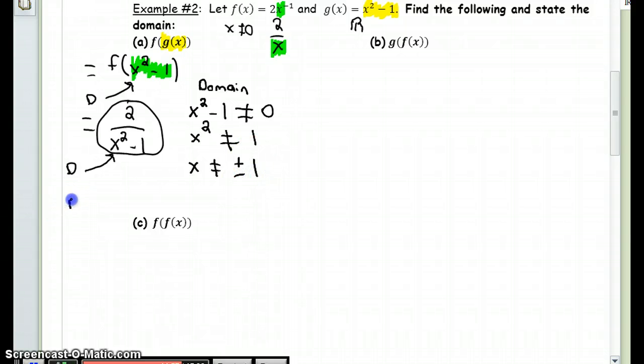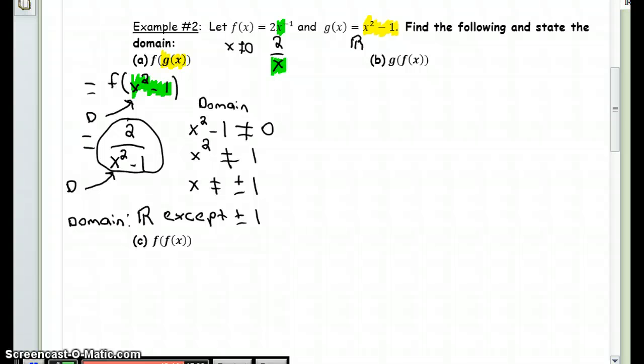So my domain answer finally is going to be all reals except plus or minus 1. All right, I'm going to skip down to C, and then tomorrow we will finish these notes in class. You're welcome to try them on your own, but again, we'll finish them for you just to go through it again.